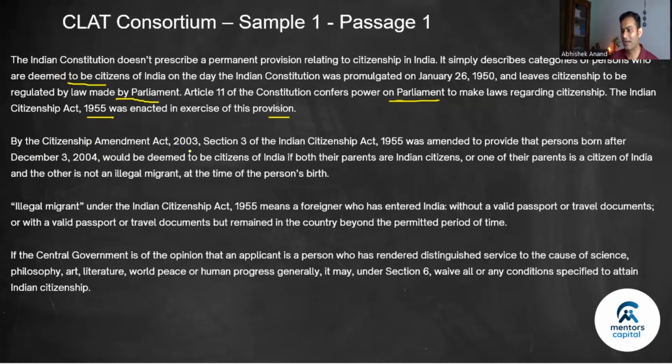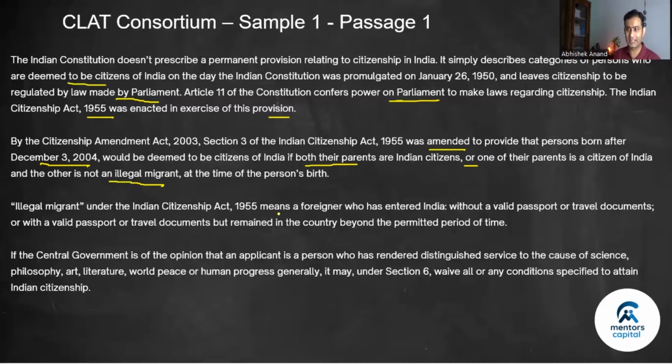By the Citizenship Act 2003, section 3, it was amended. So for me, I'll underline only the word amended, to provide that persons born after December 3, 2004, and this is giving me criteria, would be deemed to be citizens of India if both their parents are Indian citizens, or it's not and, it's or, one of their parents is a citizen of India and the other is not an illegal migrant. What is important? At the time of the person's birth.